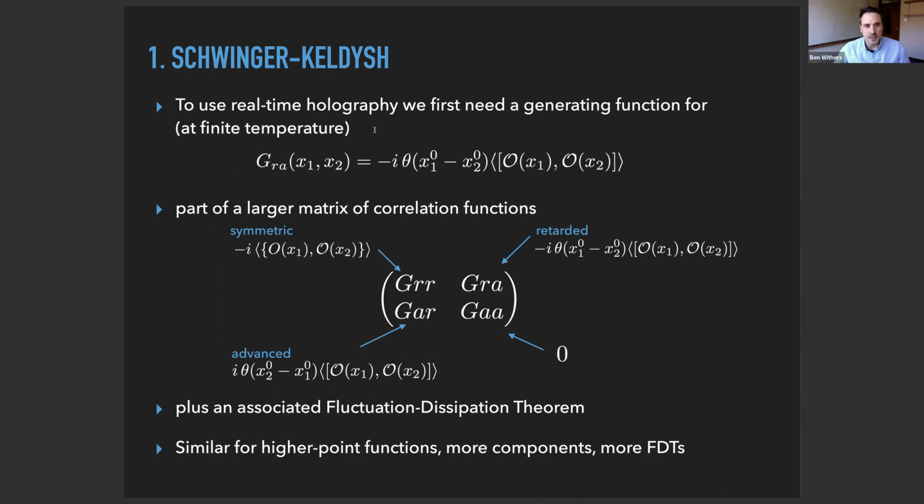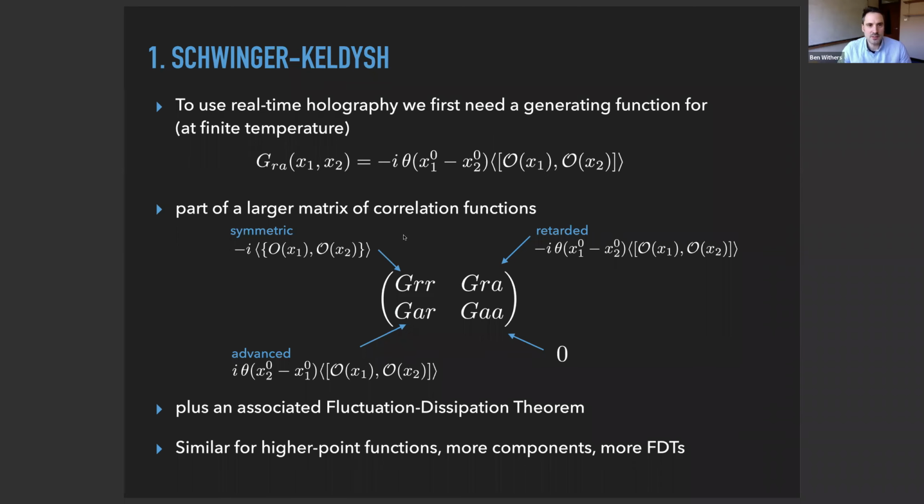So let's talk about Schwinger-Keldysh. What we need to do in order to do real-time holography is to write down a generating function for these retarded 2 and 3 and so on point functions at finite temperature. Remember, we had this 2-point function, which was this commutator with the theta function. So the question is, how do you write down the path integral with sources such that when I vary it, I get this object with the appropriate commutator and the theta function.